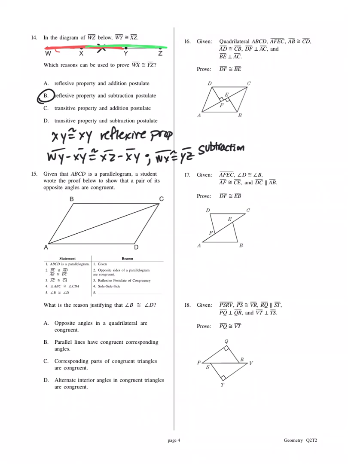Take a look at number 15. What is the reason for proving that B and D are congruent? Well, you can see once the triangles are congruent, then you have CPCTC. Number 16, we have quadrilateral ABCD. All right, I'm just seeing here. Okay, so this went on to another sheet.